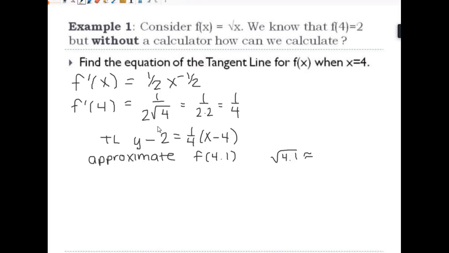So where this new aspect is coming into play is that we can approximate f of 4.1 by using the tangent line. So what I'm going to do is plug 4.1 into x in the equation of my tangent line. So I get y minus 2 equals 1/4 times 4.1 minus 4. 4.1 minus 4 is 0.1, which is also the same as 1/10.